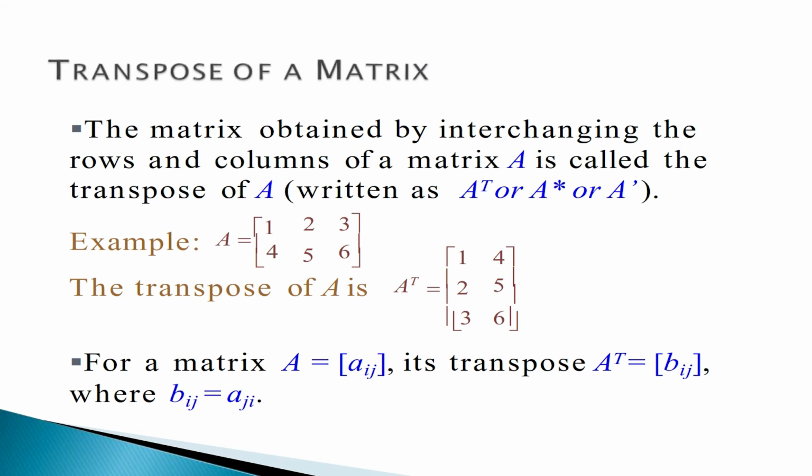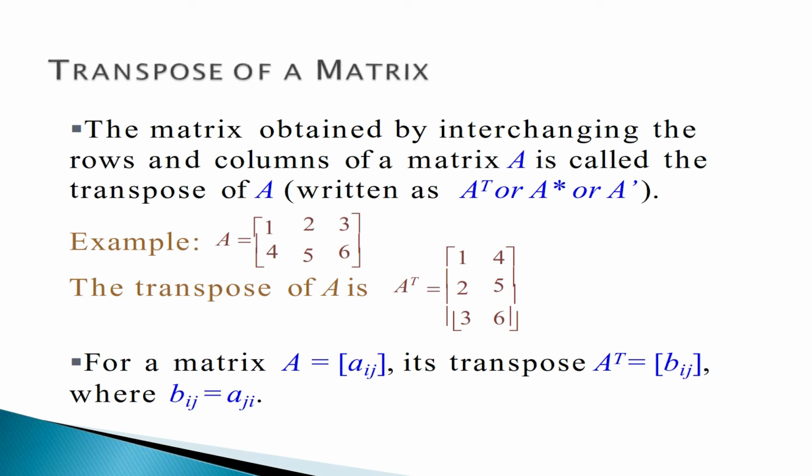If A is a matrix, then the transpose of the matrix, denoted by A to the power T or by A dash, is defined as interchanging the rows and columns of the matrix. Here is an example. Suppose A is the matrix 1, 2, 3 and 4, 5, 6, which is a 2 cross 3 matrix. Then the transpose of A, denoted by A T, is 1, 4, 2, 5 and 3, 6.